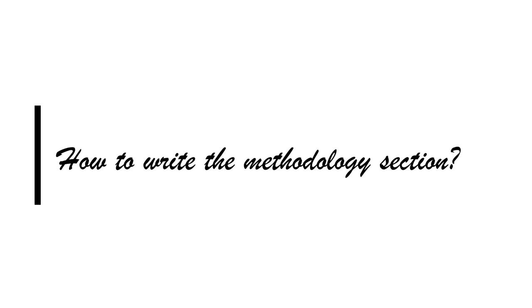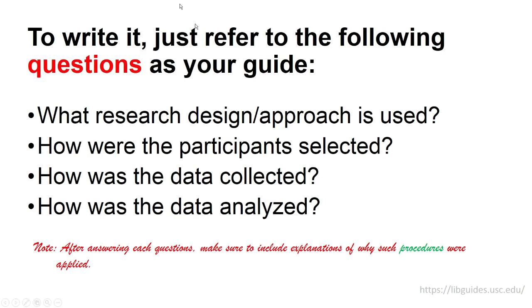It is very easy to write the methodology section. To write it, just refer to the following questions that I prepared as your guide. The answers to these are what we will write in the methodology section. Okay? Understood? So, first is, what research design or approach was used? Once you answer that, that is what you write in your research paper in the methodology section.